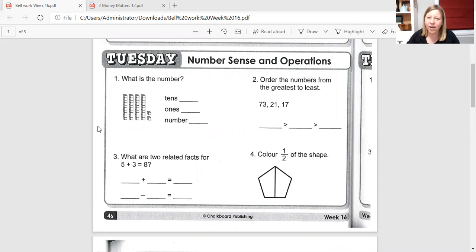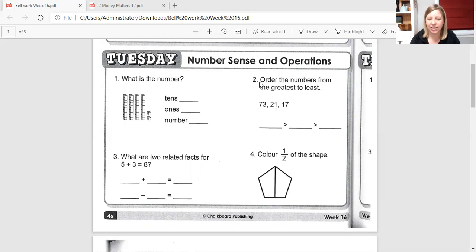Number 1, what is the number? Do you see that they have some rods here, some 10 rods, and some ones? How many 10s are there? The number here. How many 1 little cubes? And so what's the number in all? Count it by 10, 20, and so forth, and then count on by ones.